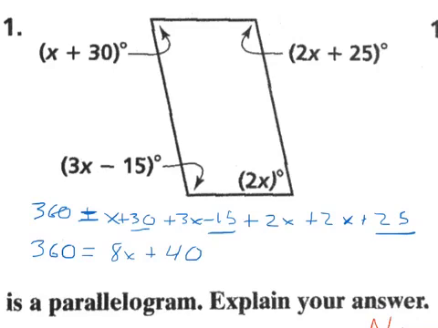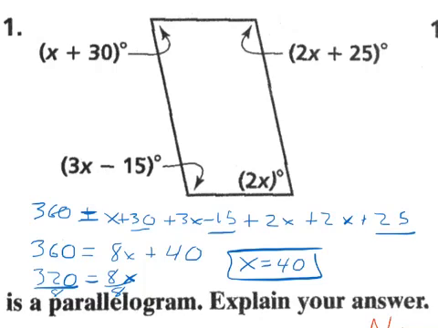So there we go. 8x plus 40 is a simpler way to write the sum of all those angles. Do a little algebra, subtract 40 from both sides, and I get 320 equals 8x, and then divide both sides by 8, and I would get that x equals 40. So if x equals 40, I can plug that back in. Well, x plus 30 is 70.